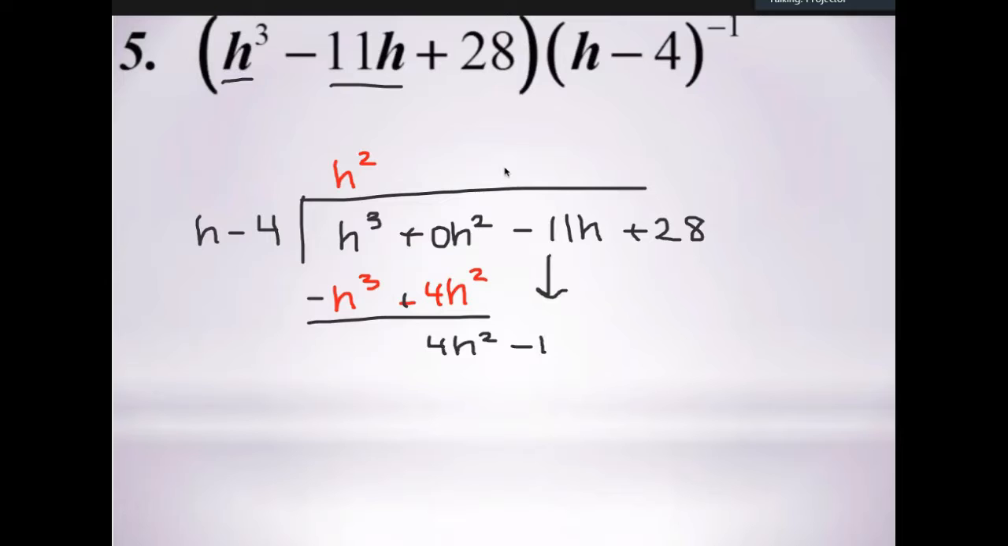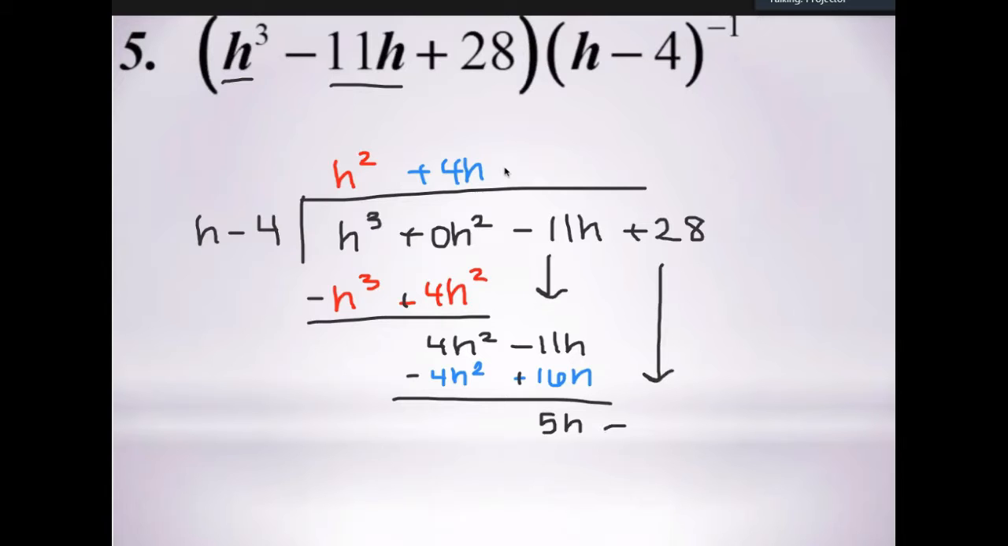And then you bring down the next term. And we re-ask ourselves, what do you multiply h by to get 4h squared? And the answer is 4h. So again, our goal is to always cancel those first terms. So you have 4h squared minus 16h. Change our signs. We get 0 and then 5h. Bring down our 28. What do you have to multiply h by to get 5h? The answer is 5. So then you have 5h minus 20.